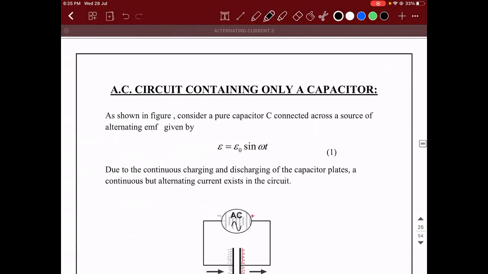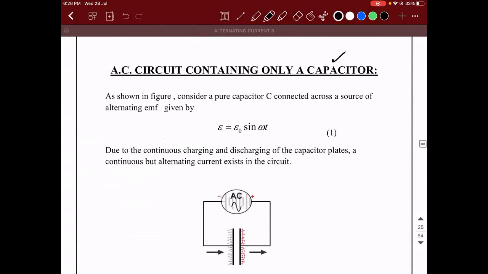Now we will see AC circuit containing only capacitor, means the same AC source is there. In the previous case, what did we have? We had resistor, but now instead of resistor, you have only capacitor. Okay. Then what is going to happen? Now the important point, so this is called a pure capacitive circuit. Now listen guys, we know that E is equal to E naught sine omega t.